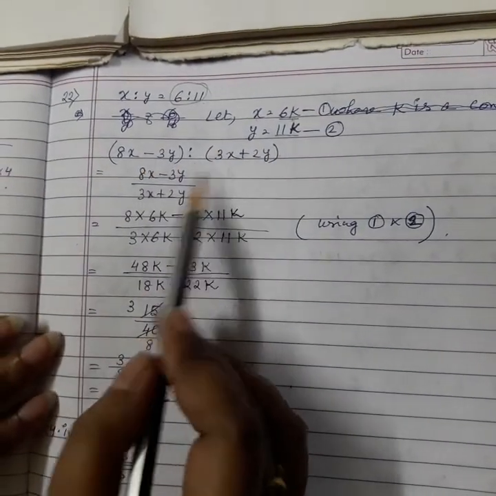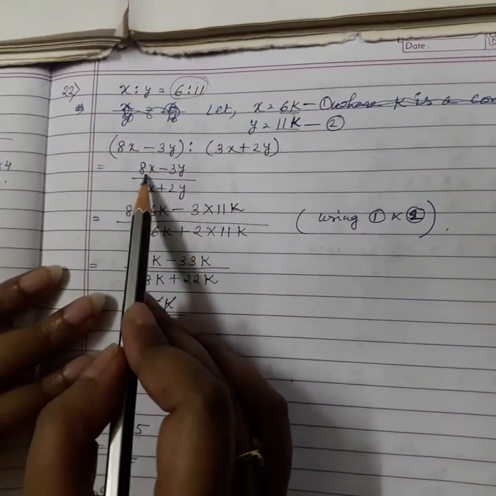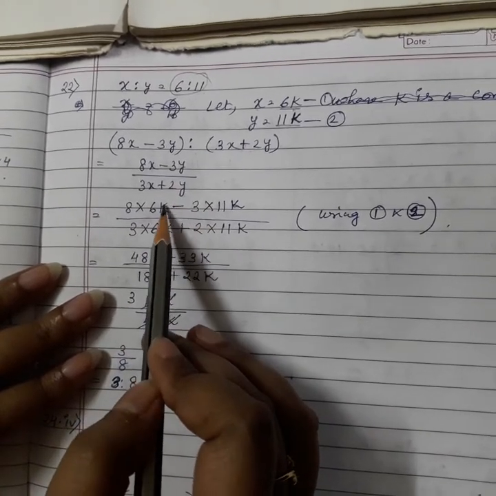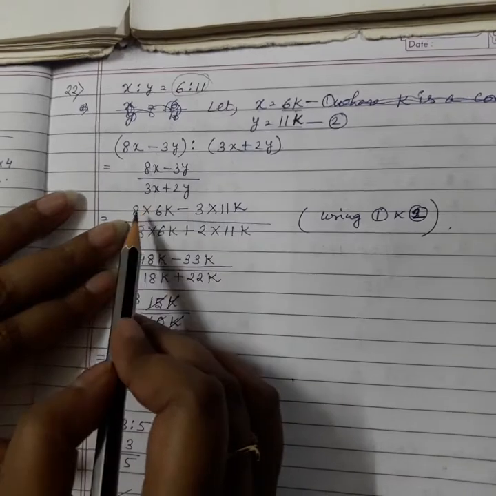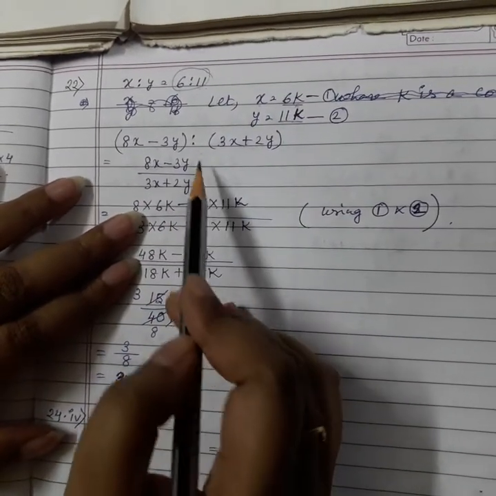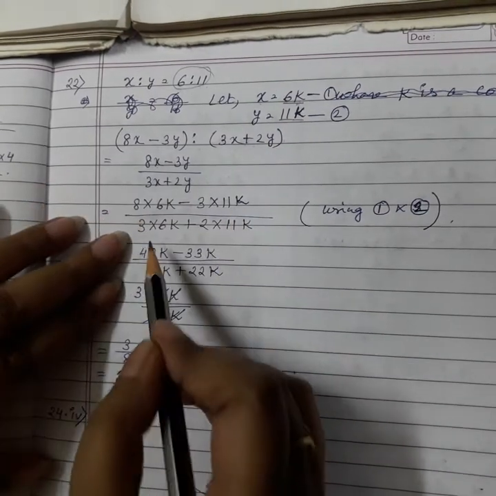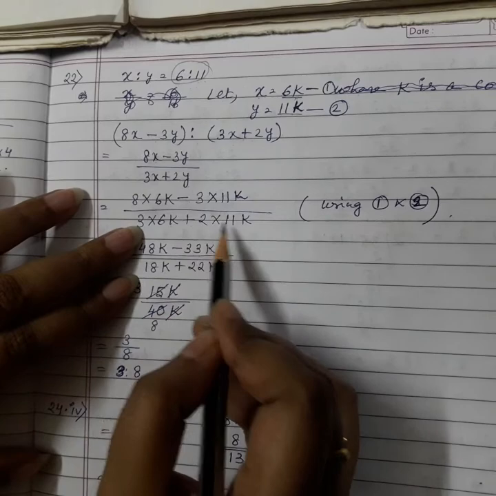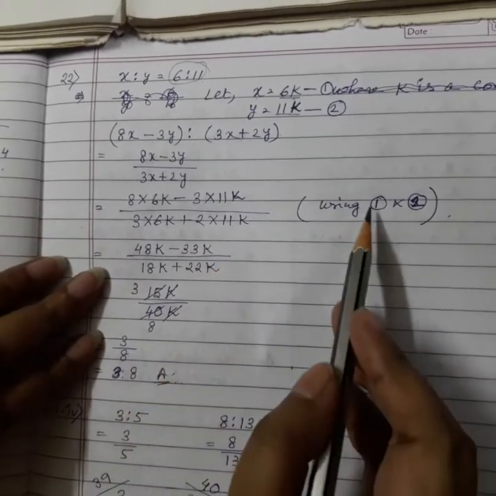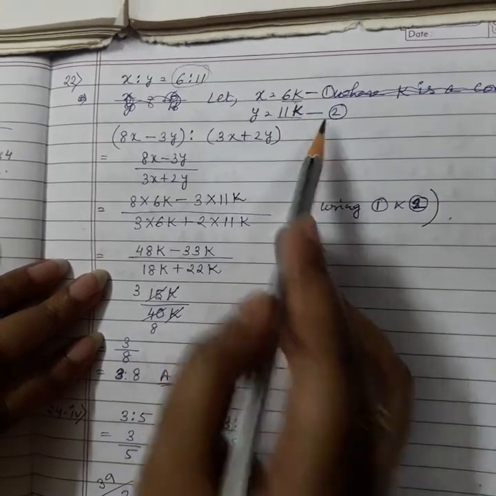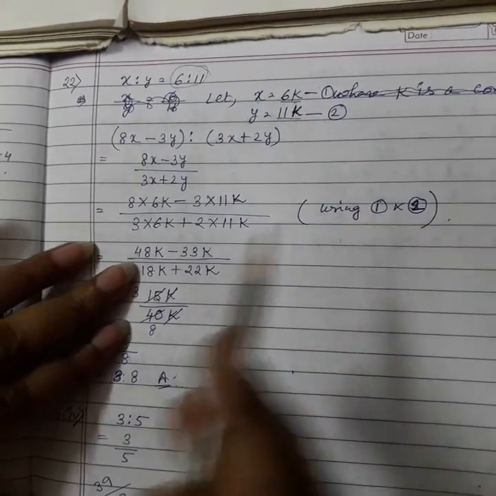Now this ratio you have to find. So we can write this ratio as (8x minus 3y) by (3x plus 2y). Now you just have to put the value of x and y. So 8 into x means 6k, minus 3 into y means 11k, by 3 into x means 6k, plus 2 into y means 11k. Here I have written using 1 and 2, that numbering we have given.